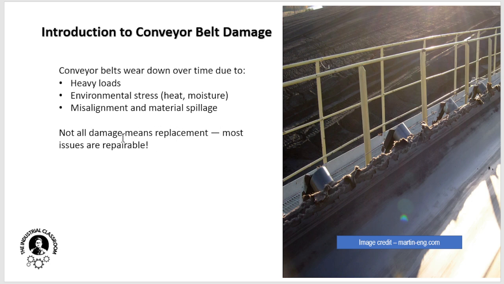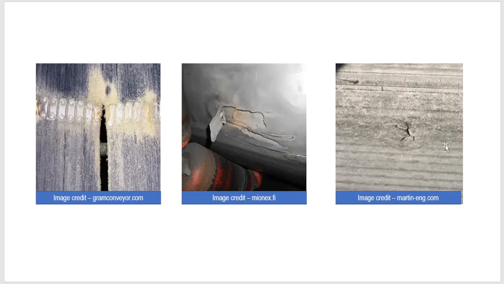Remember that not all damage means replacement. Most issues are repairable. Whenever there is a small damage, we don't go to replace it. In this image we can't actually see it, but there are some ply separations also. I will show you the formula for where we replace and where we repair. We can replace the belt if the damage is throughout the length. But in such cases where the damage is very small, as in this example, we generally tend to repair it.